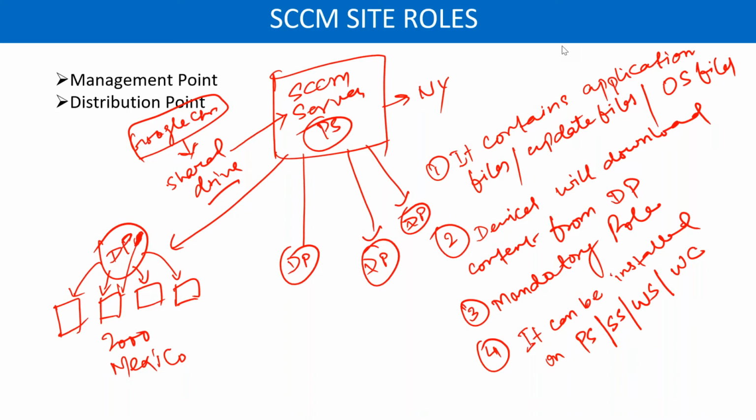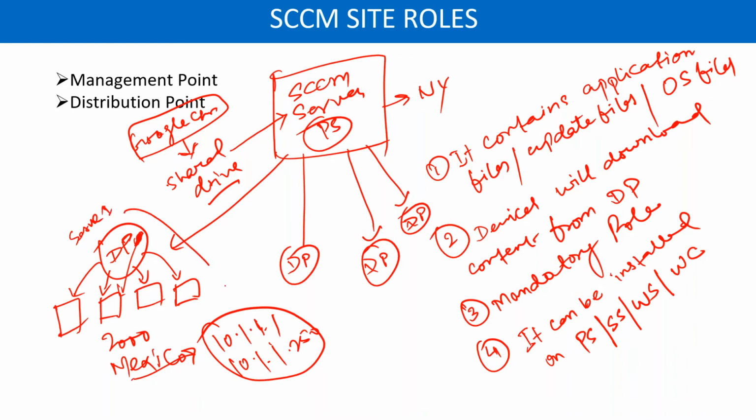We define boundary and site assignment. So we give an IP range, for example, a Mexico IP range. So for Mexico, let's say 10.1.1.1 to 10.1.1.250. Whatever the IP range is there, it should download from server 1. For example, this is server 1. So it will always download from here, for Mexico computers. Similarly, London computers, similarly, Mumbai computers. So you will have a different IP range for each region. So we can do site assignment.